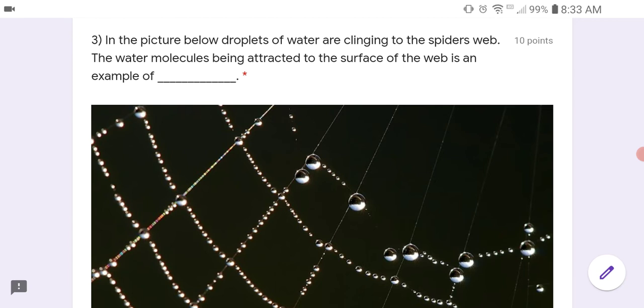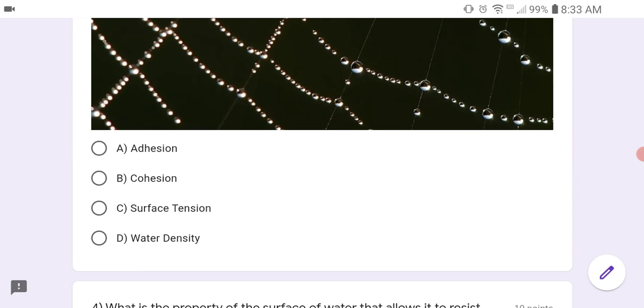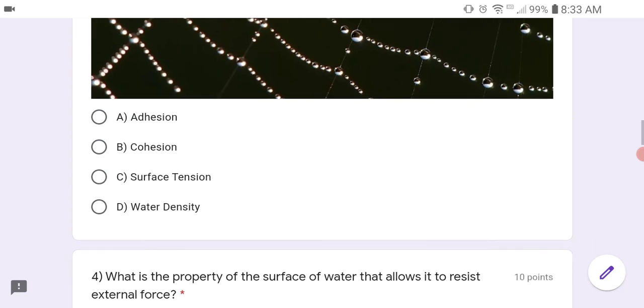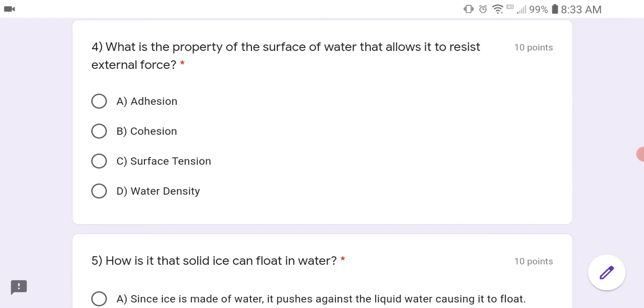The water molecules being attracted to the surface of the web is an example of A. Adhesion, B. Cohesion, C. Surface tension, or D. Water density. Number 4. What is the property of the surface of water that allows it to resist external force?